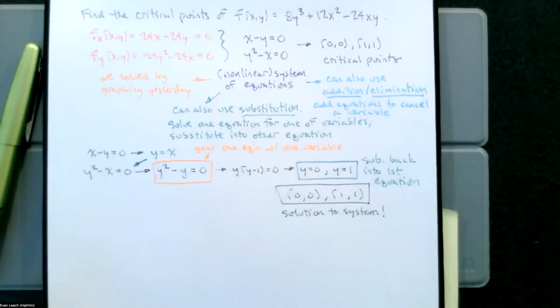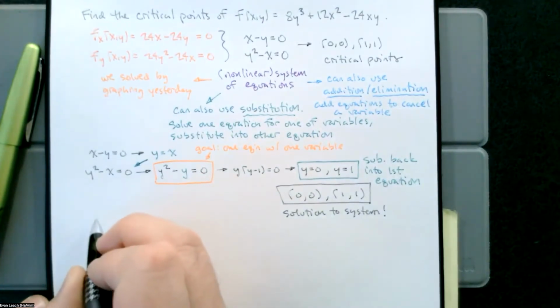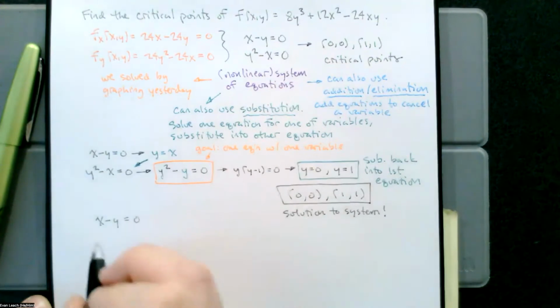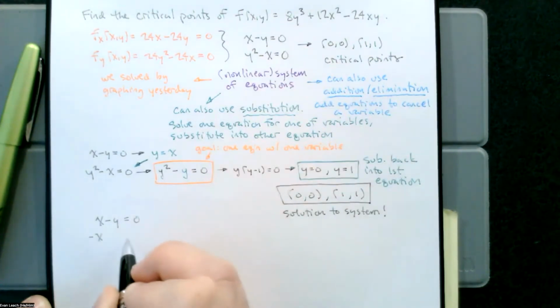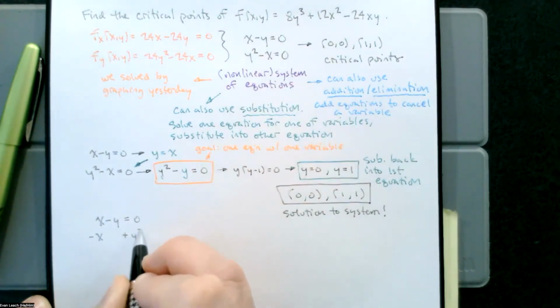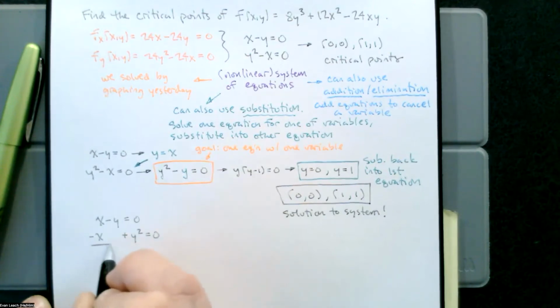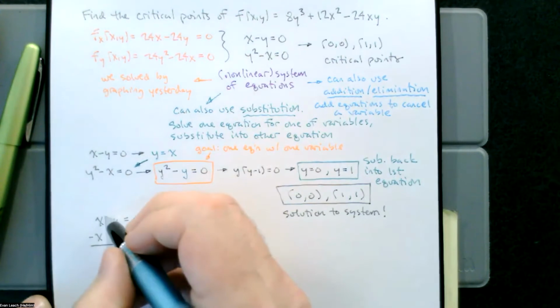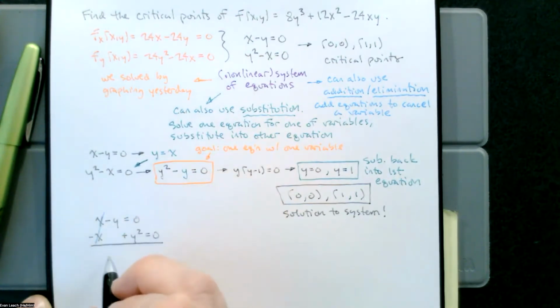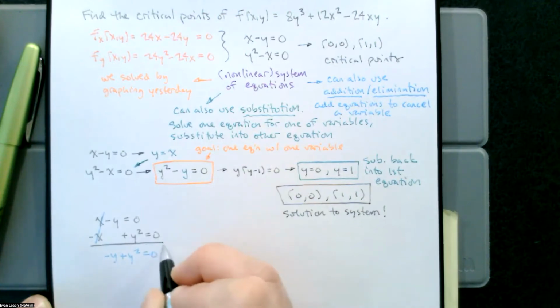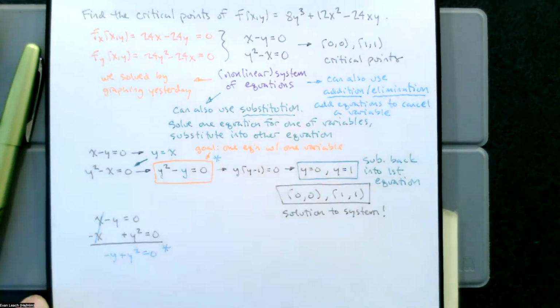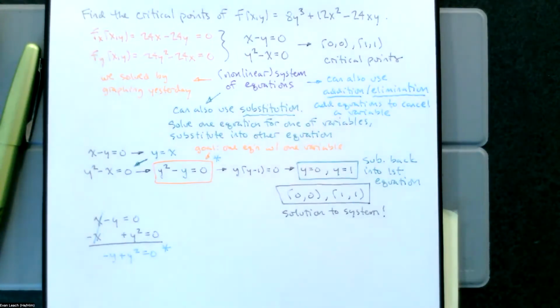So I could have taken the x minus y equals 0. I'm going to rearrange this one so it says minus x plus y squared equals 0. And if I add them together, the x's cancel out. And so I get minus y plus y squared equals 0. And we're at the same place we were here. Goal still achieved, one equation with one variable.